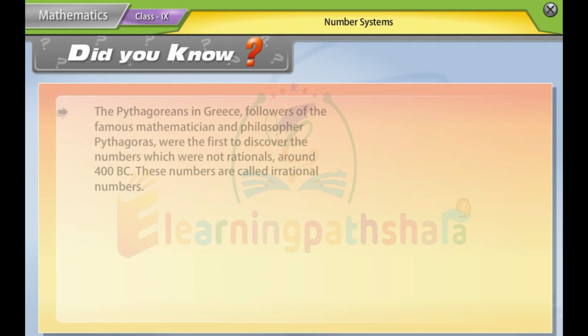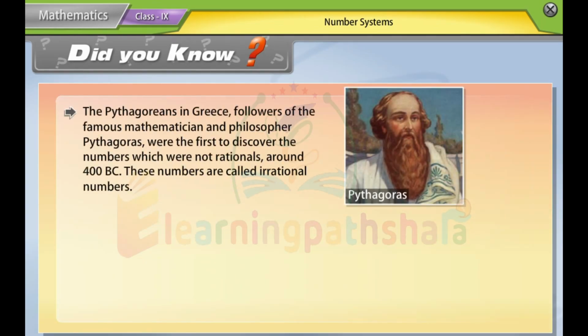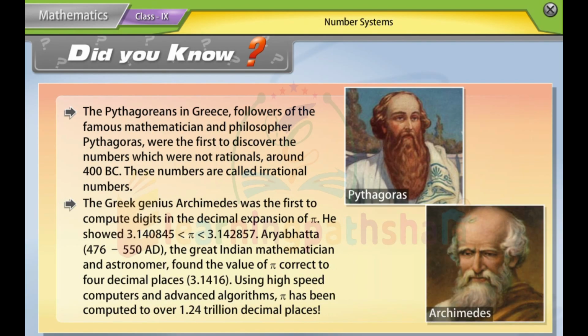Did you know? The Pythagoreans in Greece, followers of the famous mathematician and philosopher Pythagoras, were the first to discover the numbers which were not rationals around 400 BC. These numbers are called irrational numbers. The Greek genius Archimedes was the first to compute digits in the decimal expansion of pi. He showed 3.140845 is smaller than pi is smaller than 3.142857.